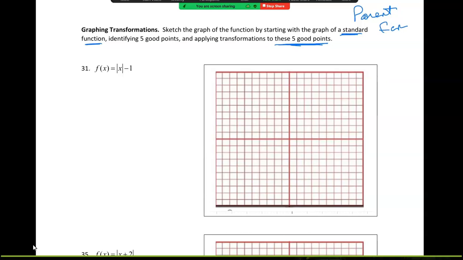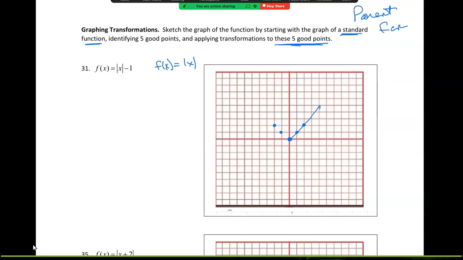Okay, this is the absolute value. So my parent function is f of x equals the absolute value of x. Okay, so that means if I put a 0 in for x, I get a 0 back. If I put a 1 in for x, I get a 1 back. If I put a negative 1 in for x, to get my y, I take the absolute value of negative 1, which is 1. Okay, then I'm going to go 2. I put a 2 in, I get a 2 back. I put a negative 2 in. I have to get a 2 back because this is absolute value. There are 5 points right there. I'm happy with those 5 points.